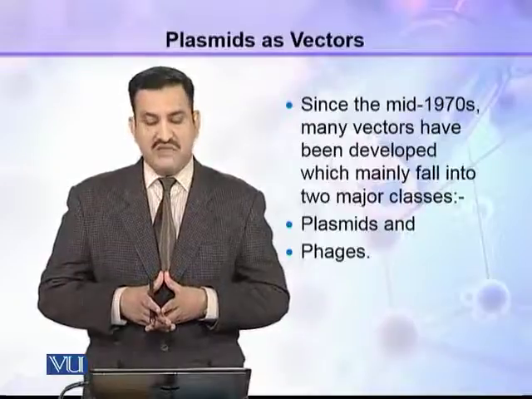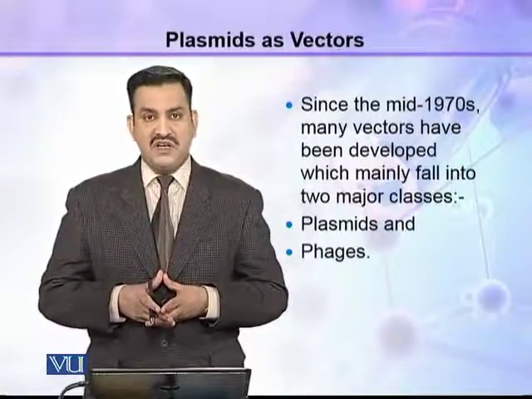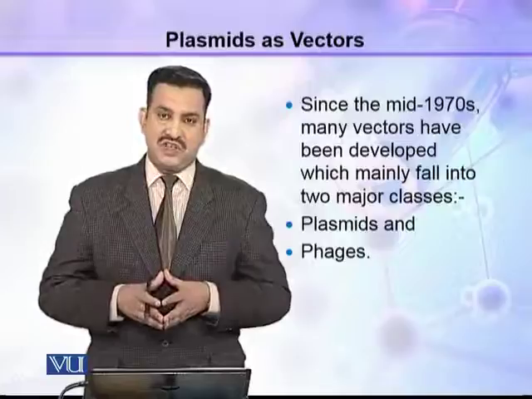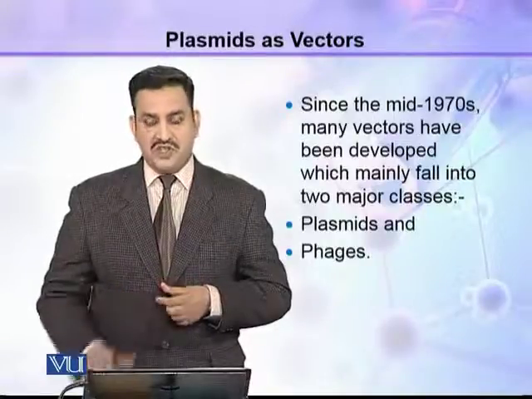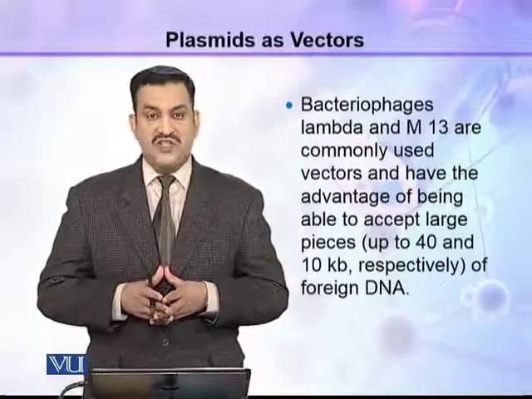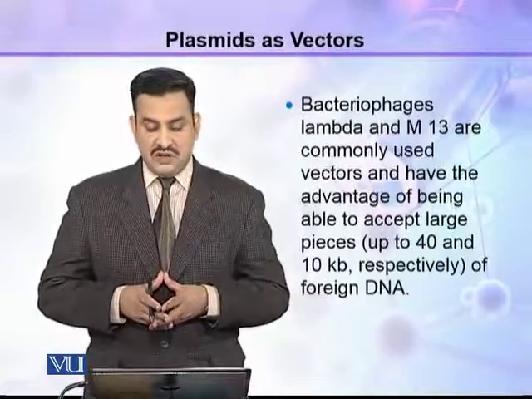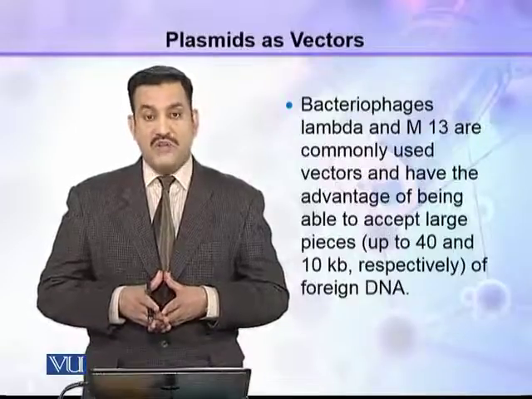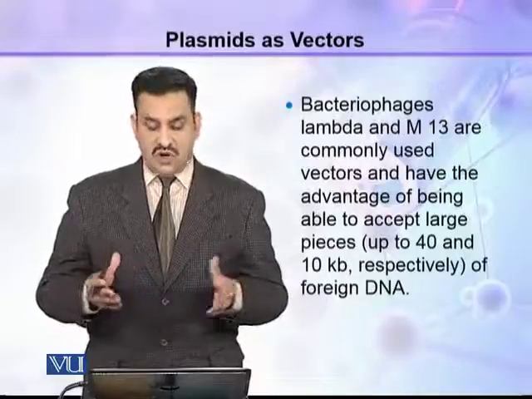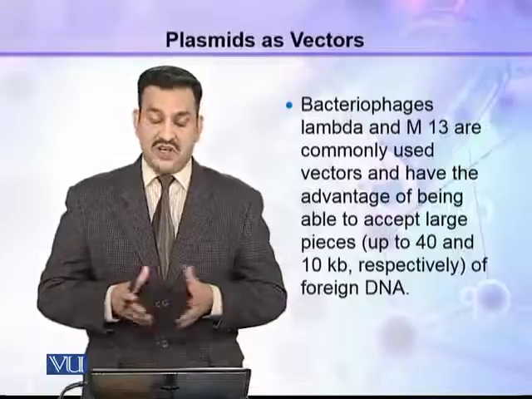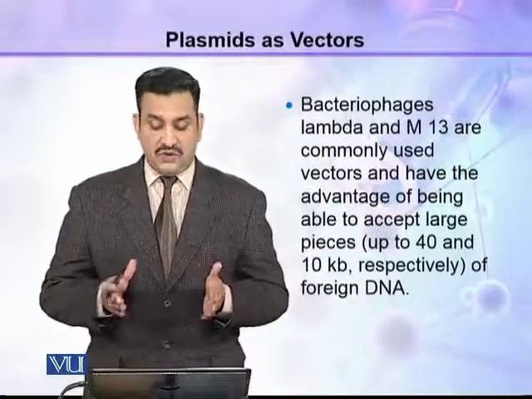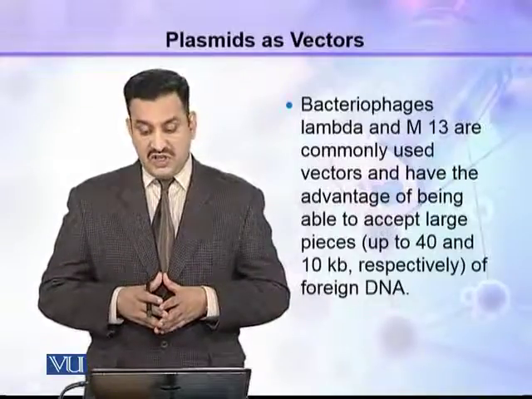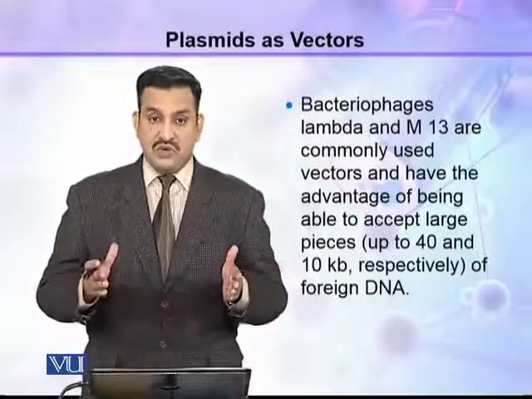Since the mid 1970s, many vectors have been designed which mainly fall into two major classes, and these two major classes include plasmids and phages. Bacteriophage lambda and M13 are commonly used vectors and have the advantage of being able to accept large pieces of foreign DNA. Bacteriophage lambda can accept up to 40 kb, and bacteriophage M13 can accept a piece of 10 kb.